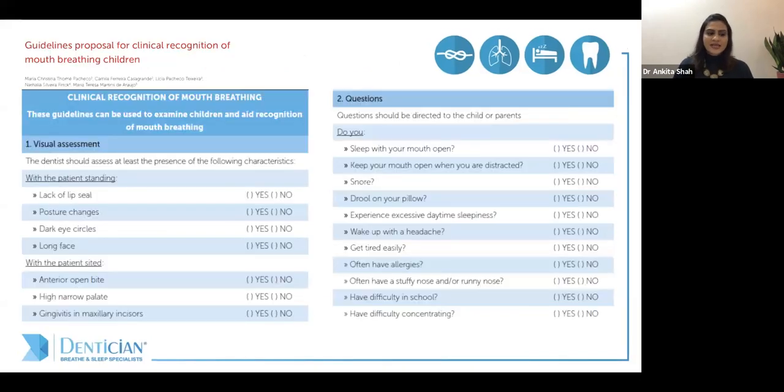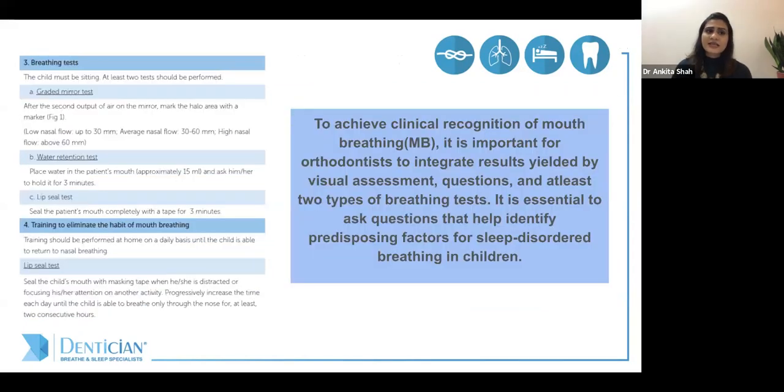Now, we as pediatric dentists are actually the first ones who come across these mouth breathing children. And Dr. Maria has given some nice clinical recognition guidelines where she says that there could be some visual assessments, some questions you could ask the children's parents, and you could also conduct some breathing tests. These breathing tests are pretty simple. It's something we learned in undergraduate school also, where we see the fogging on the mirror, or we test water retention in the mouth.